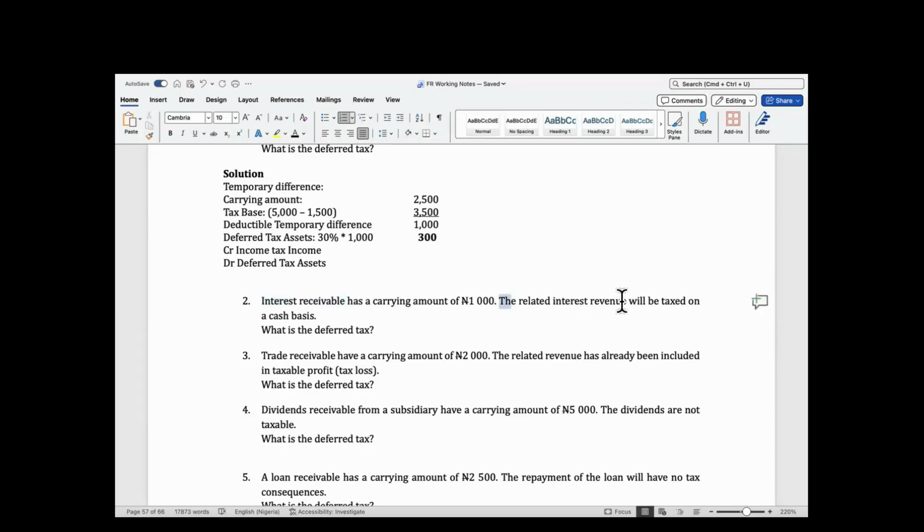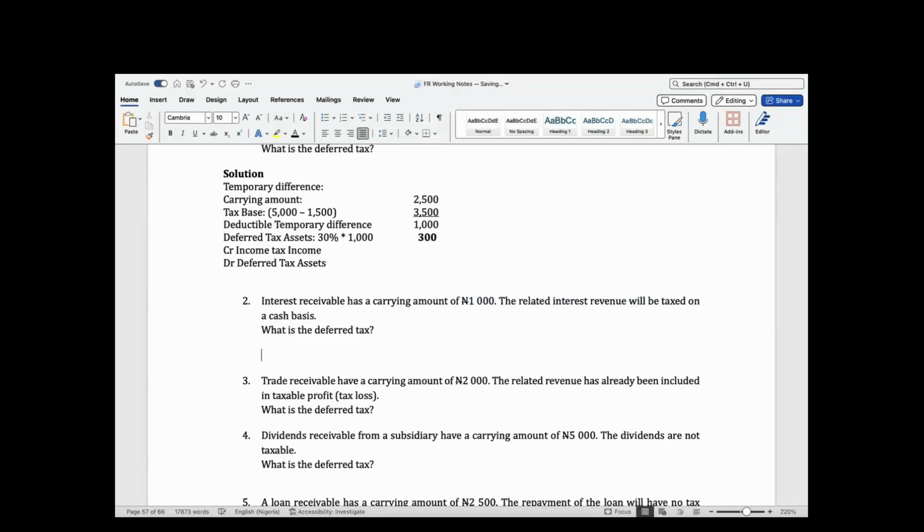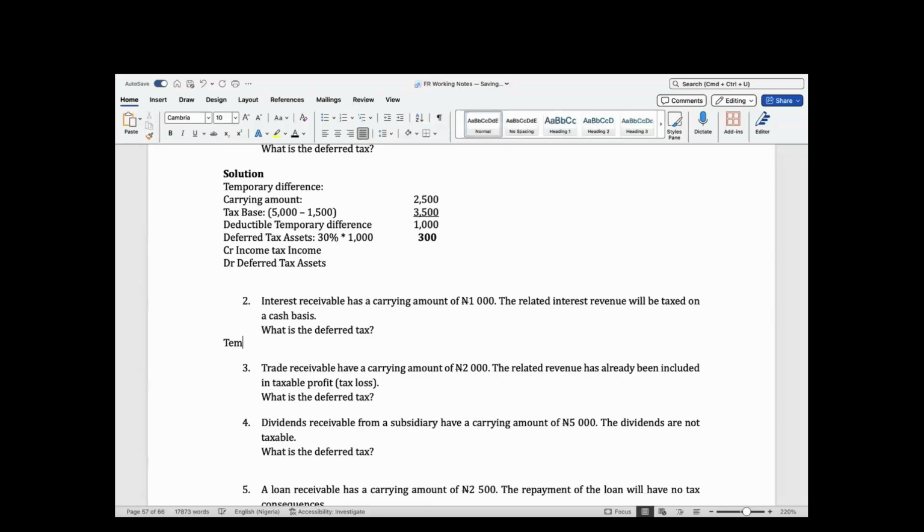But as far as tax is concerned, they said the related interest revenue will be taxed on a cash basis, meaning that the taxman will not tax it now until I receive it. So the taxman is saying this 1,000, I'm not going to tax it because it's still receivable. They believe you are recognizing this income on an accrual basis. So not that they won't tax it, but you will be taxed on a cash basis.